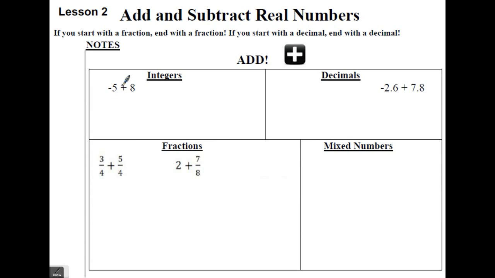You have a -5 and a +8. So these are integers. Integers are positive and negative numbers. When you have a -5, think of that as a number that you're losing. So imagine I owe $5 and I got $8. So if I combine both together, that means that I still have $3.